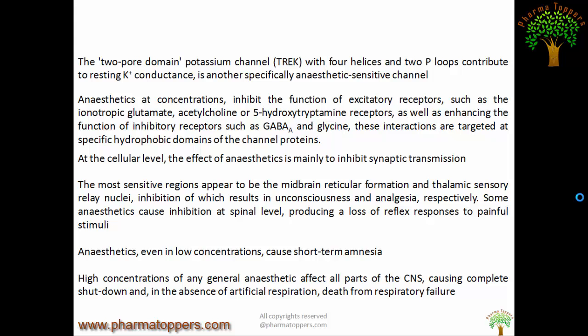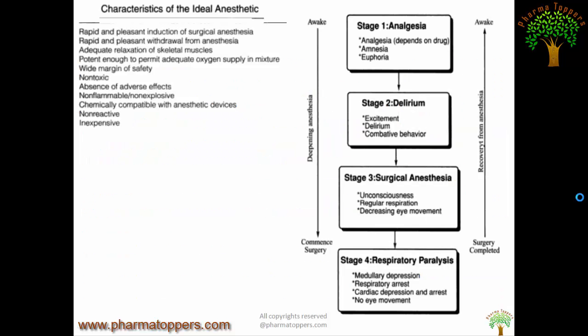The most sensitive regions appear to be the midbrain reticular formation and the thalamic sensory relay nuclei, inhibition of which results in unconsciousness and analgesia respectively, whereas anesthetic inhibition at the spinal level produces loss of reflex responses to painful stimuli. But in practice, neuromuscular blocking agents are used to produce muscle relaxation rather than relying on the anesthetic alone. Now coming to the next slide. Here you could see, friends, the chart of characteristics for the ideal anesthetic, which is important to remember.